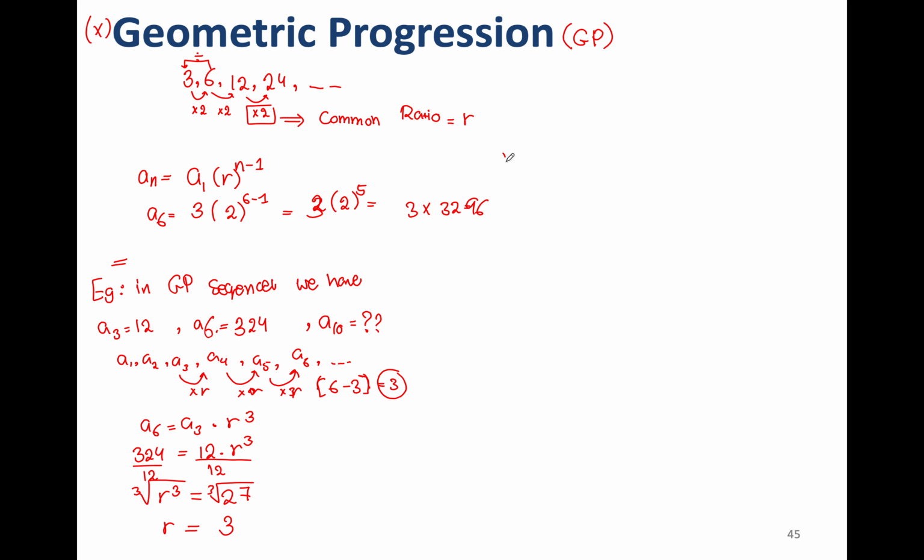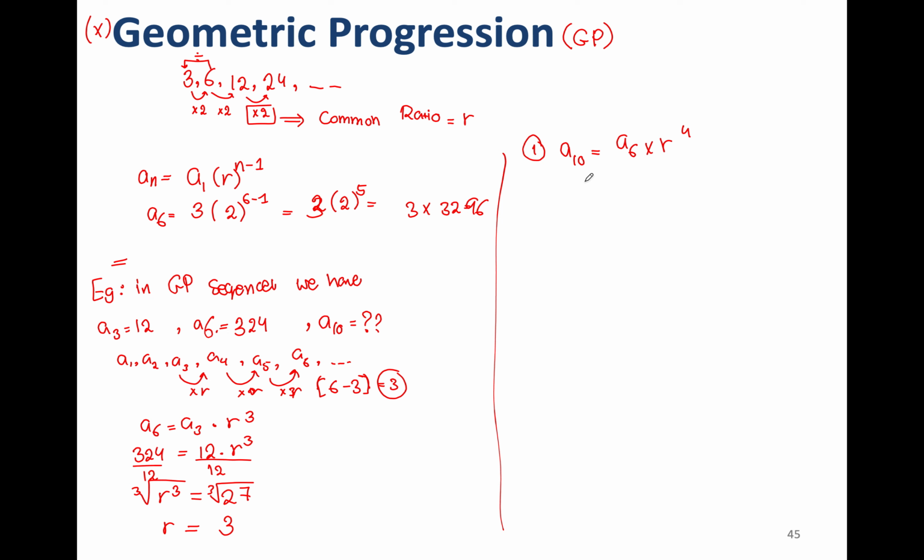Now we have two ways to find the 10th term. Either the shortest way, where A10 is equal to A6 multiplied by R to the power 4. And to get the 4, we just subtract the indices from each other. 10 minus 6 is equal to 4.